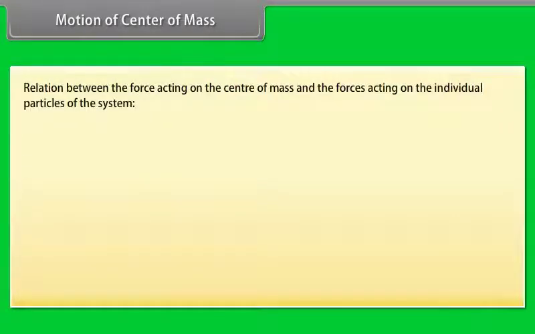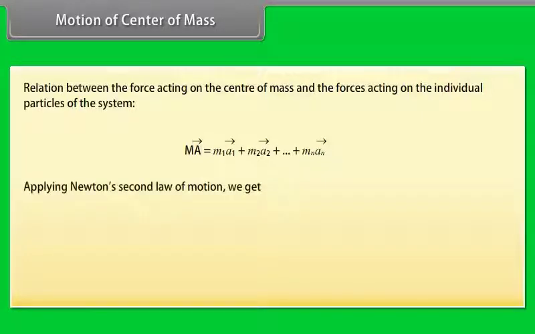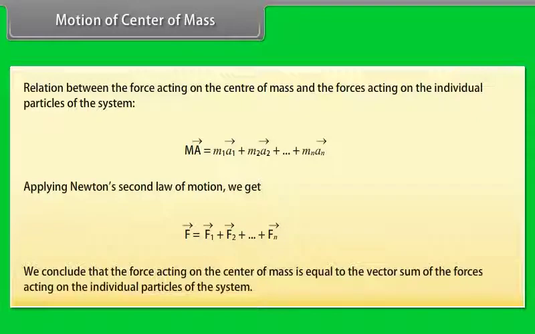Relation between the force acting on the center of mass and the forces acting on the individual particles of the system. m a vector = m1 a1 vector + m2 a2 vector + ... + mn an vector. By applying Newton's second law of motion in the above equation, we get F vector = F1 vector + F2 vector + ... + Fn vector. We conclude that the force acting on the center of mass is equal to the vector sum of the forces acting on the individual particles of the system.